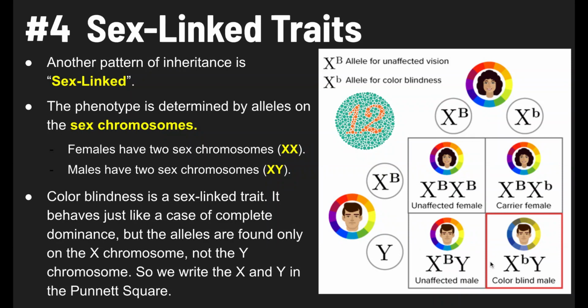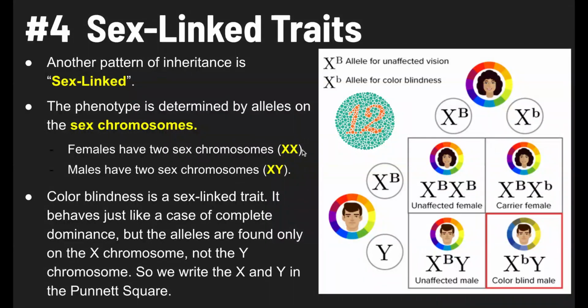Now look at the sons. We know these are the sons because they are XY. One of the sons gets an X with a big B. That X with a big B came from the mother here, and the Y came from the father. But look here, this son, the Y came from the father, but the X with a little b came from the mother. And so this son would be colorblind. So even though the mother and the father are not colorblind, in this case, they could produce a son, only a son, that is colorblind. They could not produce a daughter that is colorblind.